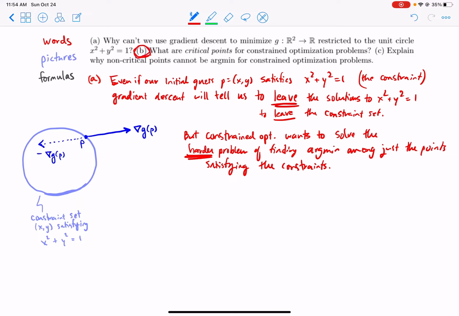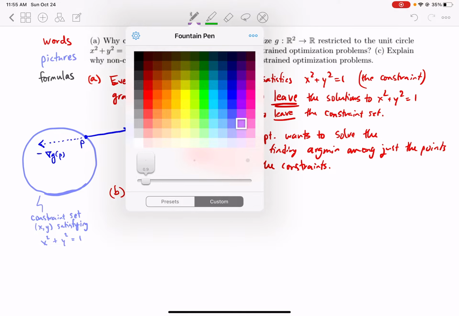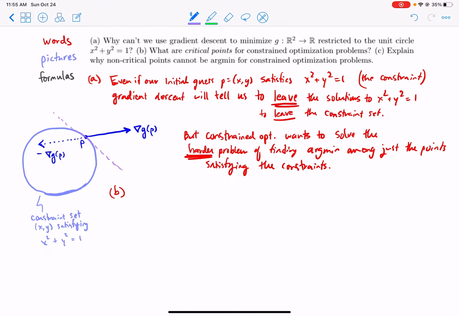Part B. Well, if we can't use gradient descent, then we better be able to find critical points by solving equations. And so what are critical points for constrained optimization? Actually, first I'll draw the picture, and then I'll explain. So at the point P, we have the tangent space. In this case, the constraint is a curve, so the tangent space is the tangent line. And then I'm going to project the gradient. This is the vector w, and this is the projected gradient, projected onto the tangent space.